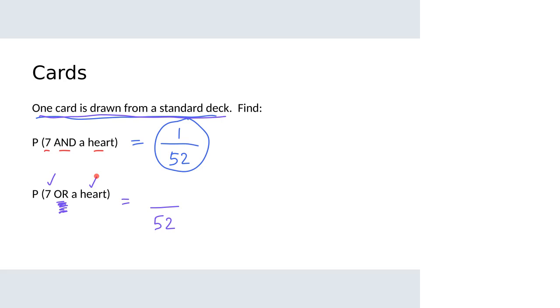So let's think about this for a minute. Very good, Nicole. You're totally dialed in. So just off the surface, right? Well, I've got 4 sevens. I've got 13 hearts. So there's 17 successes, right?